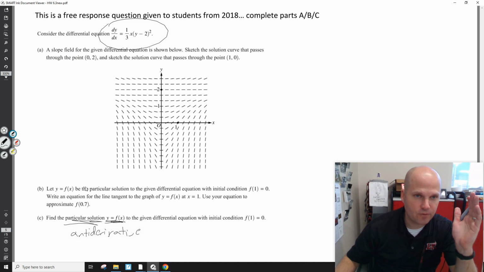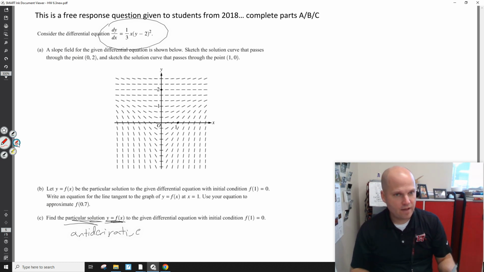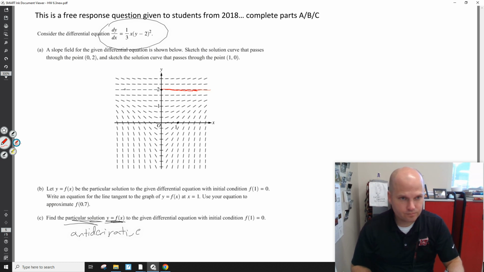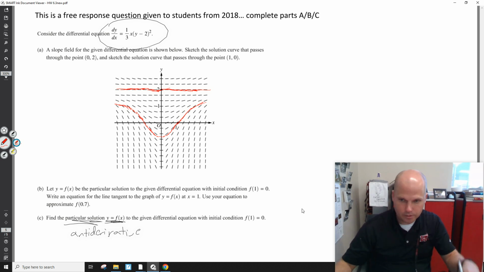It's like, hey, here's a slope field. Sketch the solution curve that passes through the point 0,2. Well, if I have this point 0,2, it looks like my line wants to take me this way. Looks like y equals 2 solves it. Okay. What about the point 1,0? Well, if I'm going through the point 1,0, it looks like my slopes want to take me this way, and it looks like they want me to go this way. Something like that. Boom, we just got part A right. We got like 1 point.